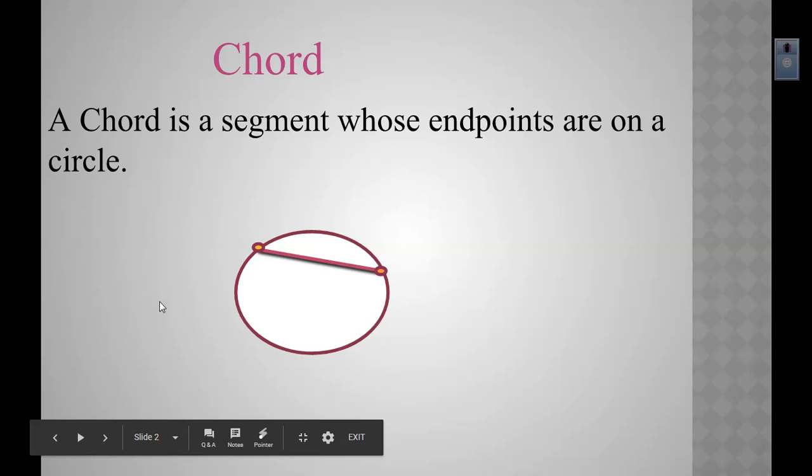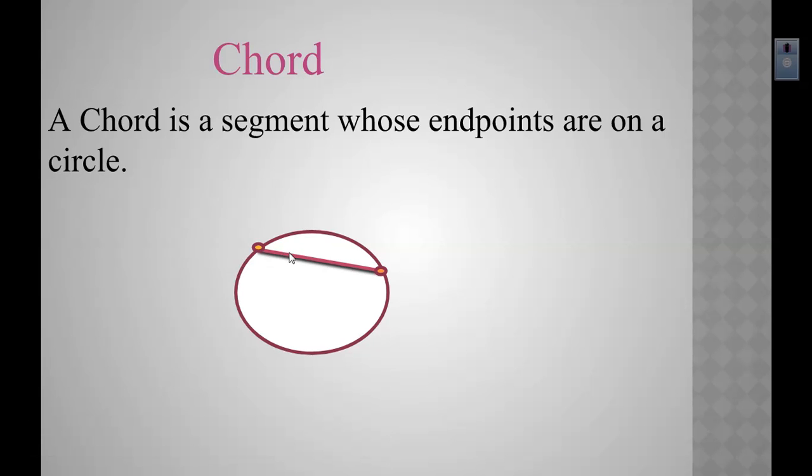A chord is a segment whose endpoints are on the circle. So any line or line segment that crosses a circle and intersects it in two places is a chord. A diameter is a chord. It intersects a circle through the very center of the circle, but it still intersects the circle in 2 points, so it's also a chord.